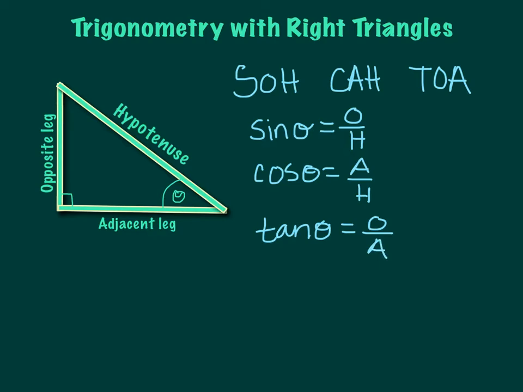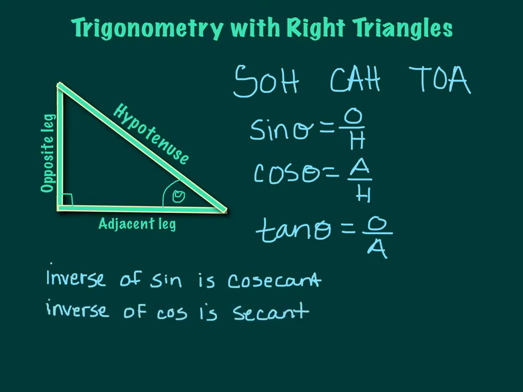We also have three inverse trig functions. So the inverse of sine is going to be cosecant, and the inverse of cosine is going to be secant, and the inverse of tangent is cotangent. So now we're going to ask you for the 6 trig functions whenever we deal with right triangles.